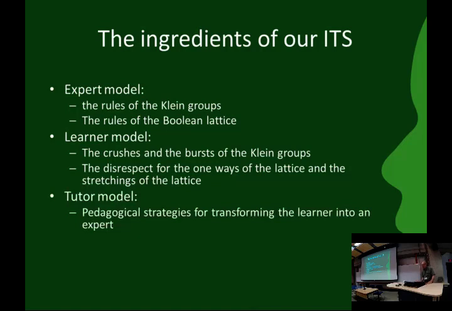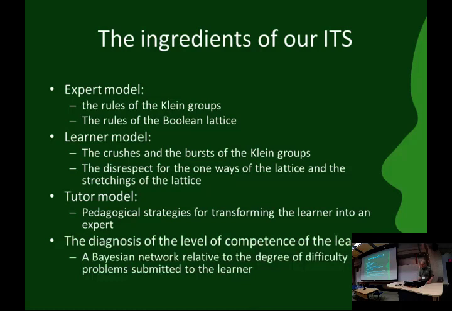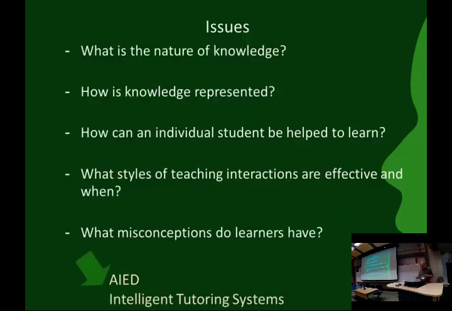And we have a tutor model that contains a set of pedagogical strategies for transforming the learner into the expert, for transforming the one who makes the burst and the crushes in the Klein groups into a person who respects the structure of the Klein group. The diagnosis of the level of the competence of the learner is something important too. That is, up to which level the learner crushes the Klein groups or bursts the Klein groups. And for doing so, Roger will explain that we have developed a Bayesian network relative to the degree of difficulty of the problem submitted to the learner and to the degree of difficulty, of course, of the learner himself. Okay, I now leave the second part to my colleague.